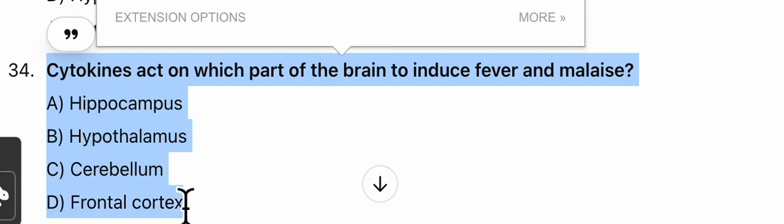Cytokines act on which part of the brain to induce fever and malaise? A. Hippocampus. B. Hypothalamus. C. Cerebellum. D. Frontal cortex.